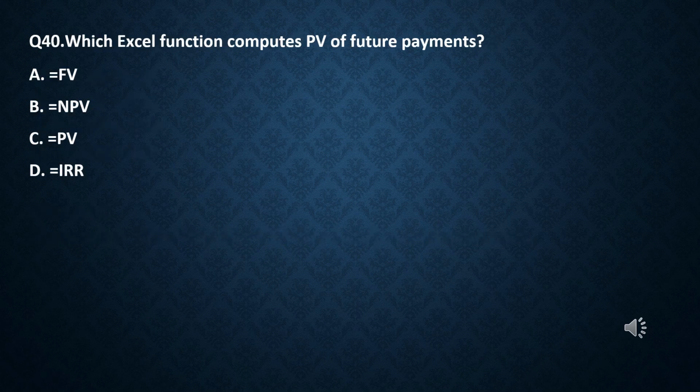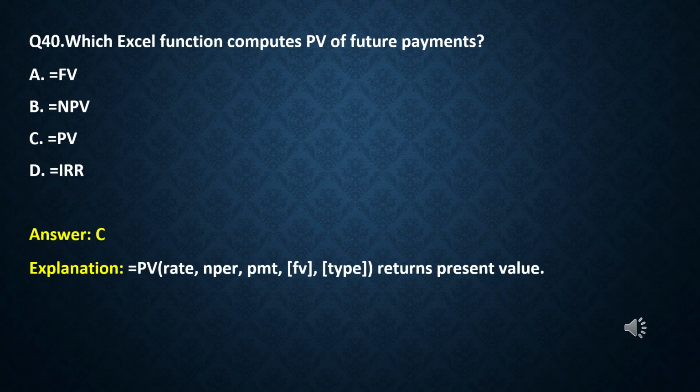Next question. Which of the following Excel functions computes PV of future payments? Option A equal to FV, option B equal to NPV, option C equal to PV, and option D equal to IRR. These are all formulas in Excel. Correct answer is option C equal to PV.